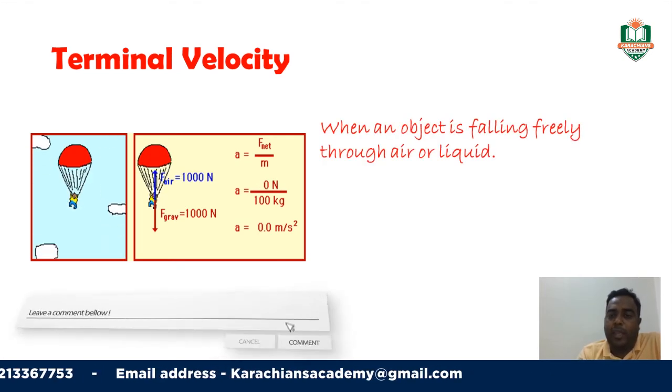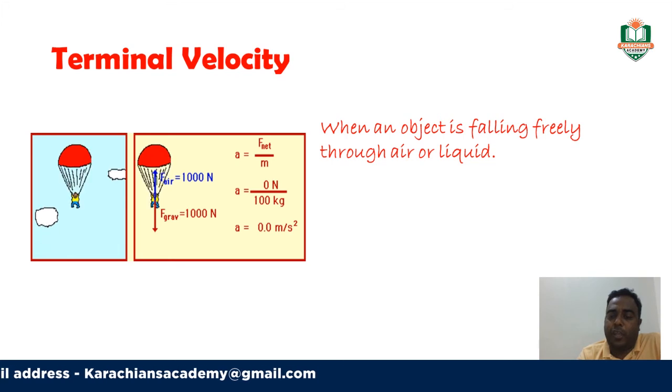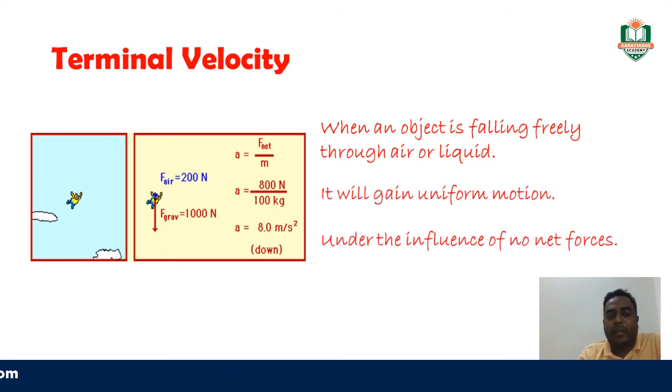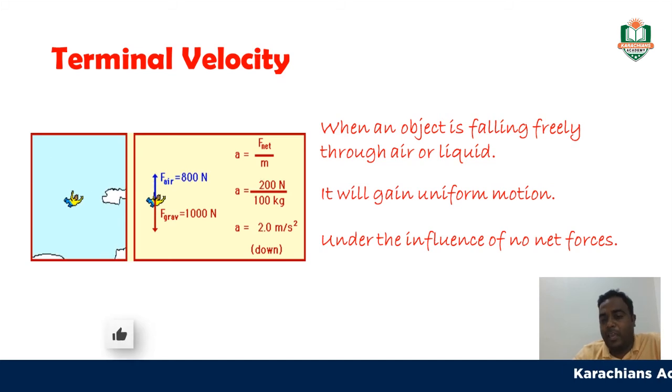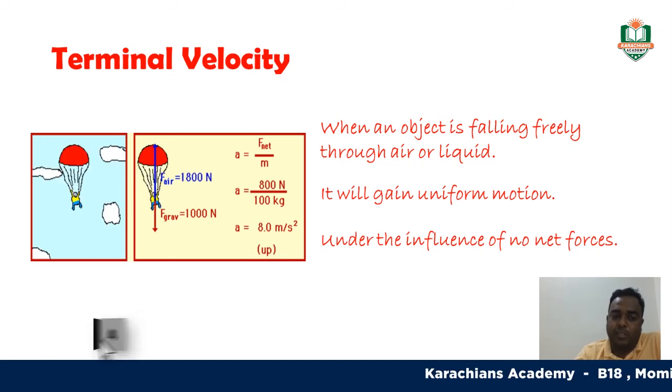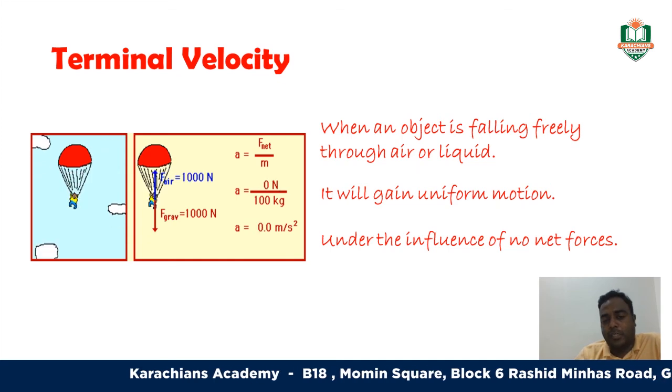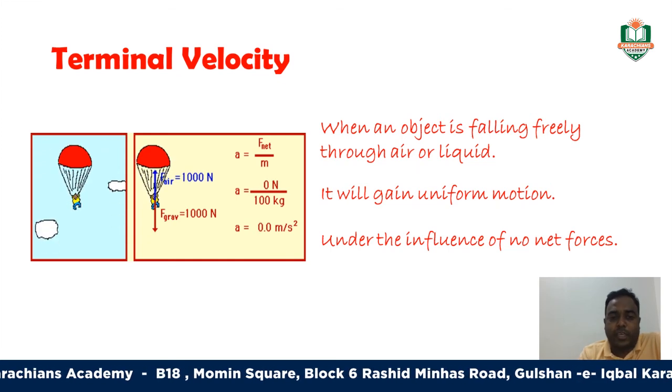And when the object is falling freely through air or liquid and gains uniform motion, it can be named as terminal velocity if there is no net force. No net force means that the impact of all the forces will become equal to zero in this case.